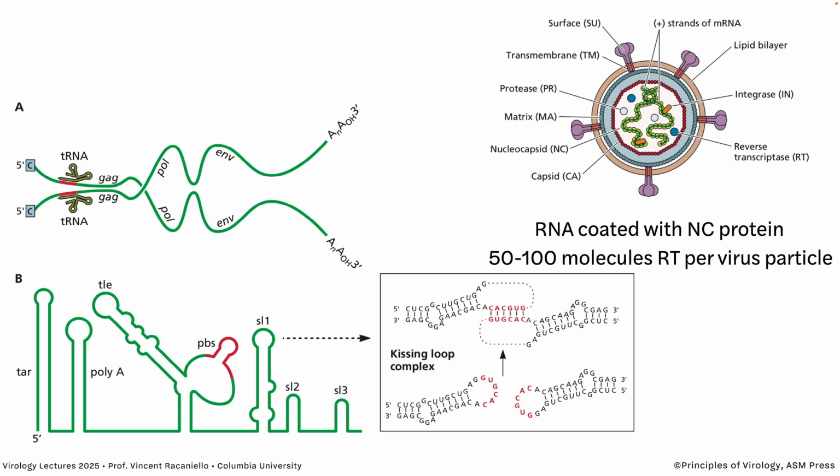These 2 RNAs, of course, are capped and polyadenylated, with GAG, Pol, and envelope coding regions. They are hybridized at their 5' ends, so they stay together. And in the virus particle, there is also a tRNA bound to each viral RNA.